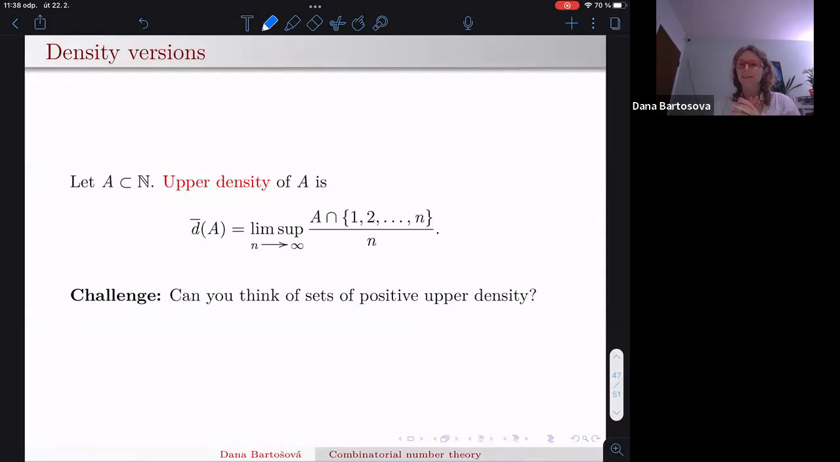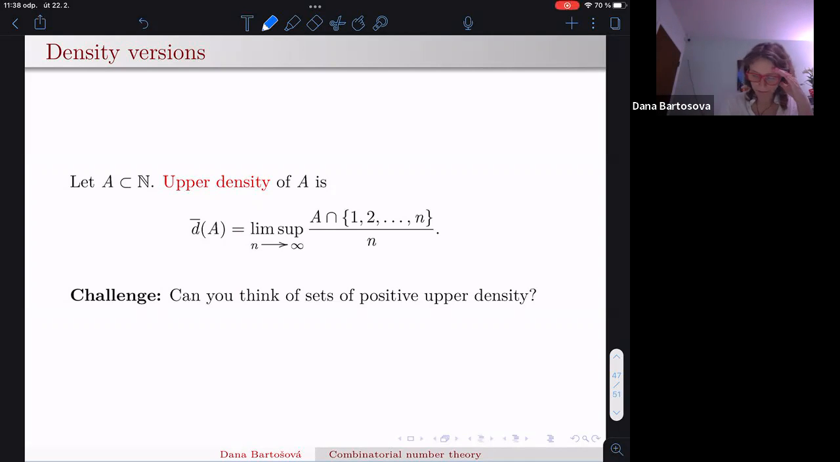And then there are density versions. So this is what we talked about at the beginning. They're more difficult to obtain. If I have a finite partition, then definitely one piece of that partition is going to have positive upper density, as defined here. But I could also split into finitely many pieces where each of them is going to have positive upper density. And then we are looking for an answer whether each of the pieces is going to have a certain pattern. And maybe we need a different notion of density.